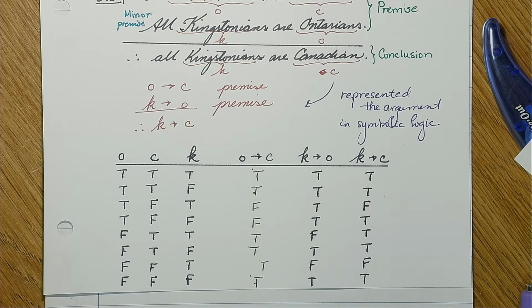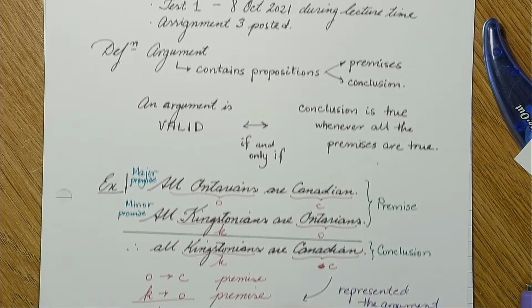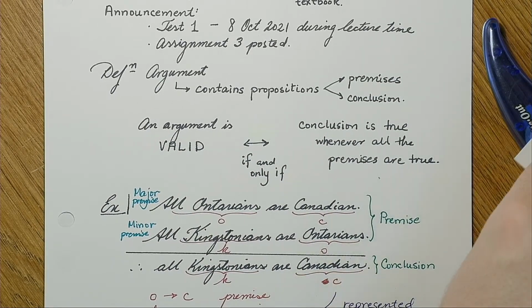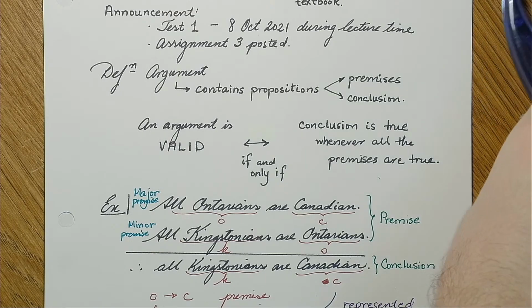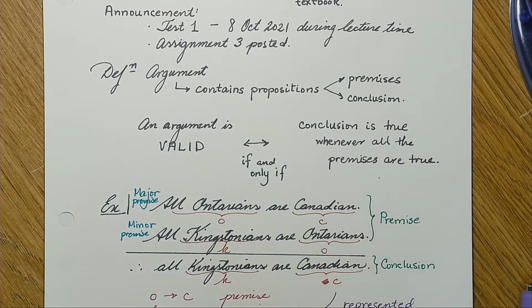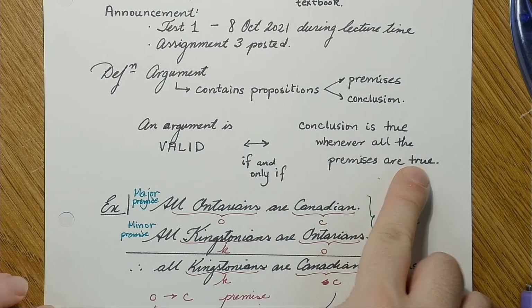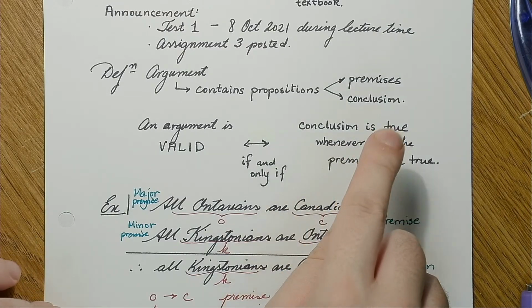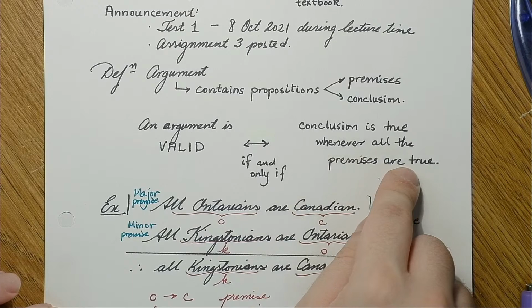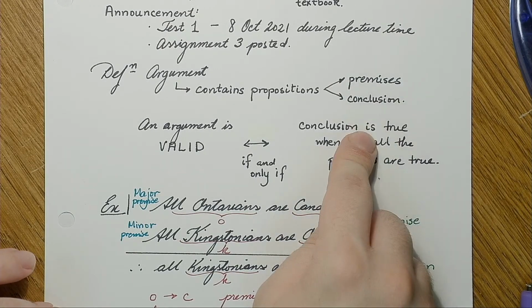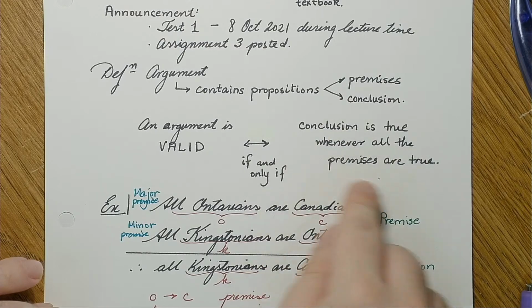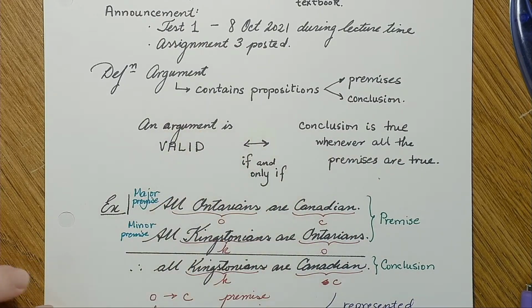So then the next thing that we need to do is, going back to our definition, which was that an argument is valid if and only if the conclusion is true whenever all the premises are true. So what we're doing is we have a test, which is we check the cases where the premises are true, and if the conclusion is also true for all these possible cases, then the argument is called valid.